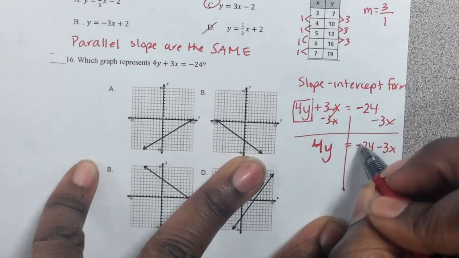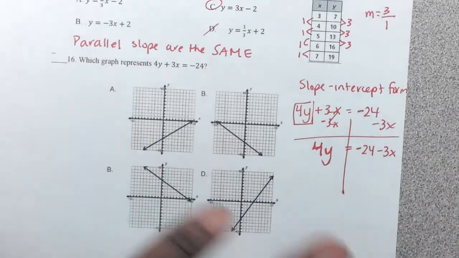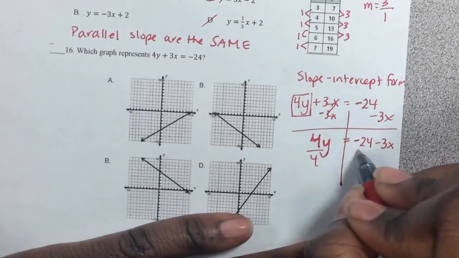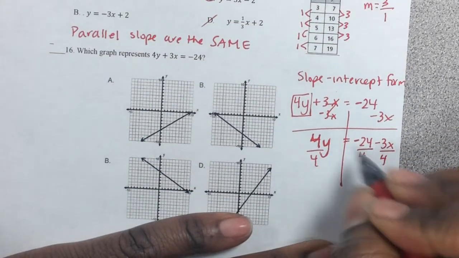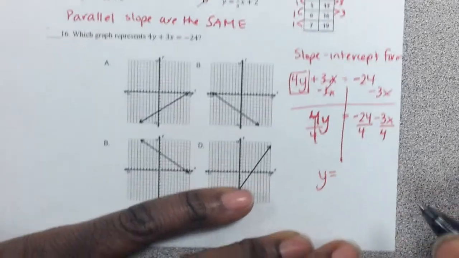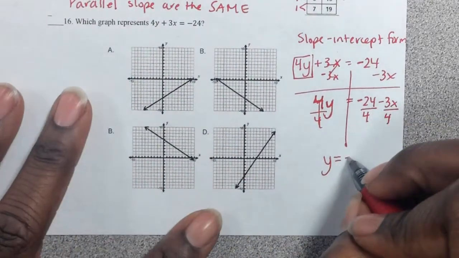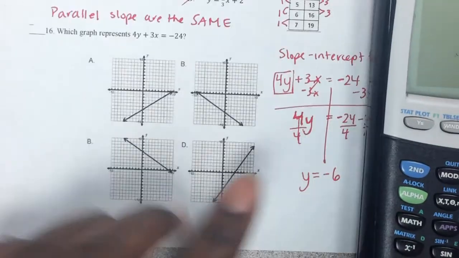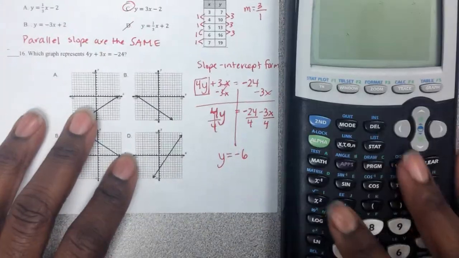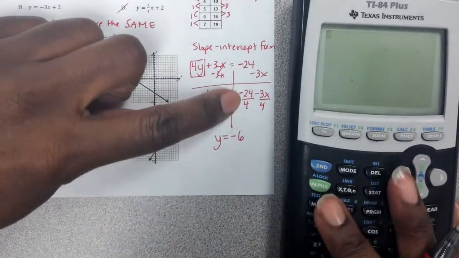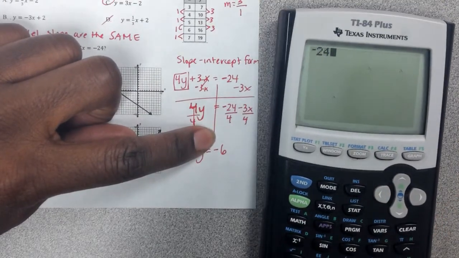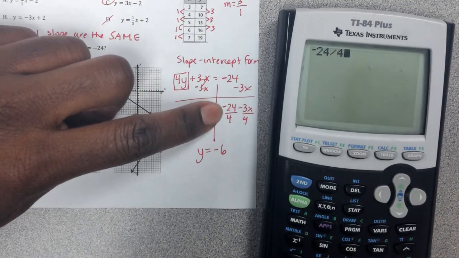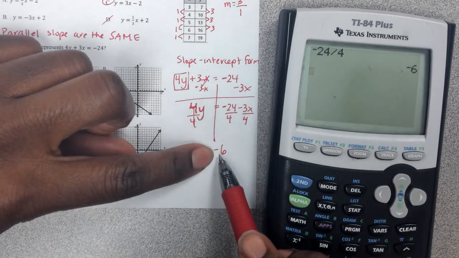We kept the negative 24 and we kept the minus 3. I'm dividing everything by 4. So y equals negative 6. And this right here, I'm going to see if it reduces. Let me show you how this became a 6. That's negative 24 on top divided by 4. It became a negative 6.